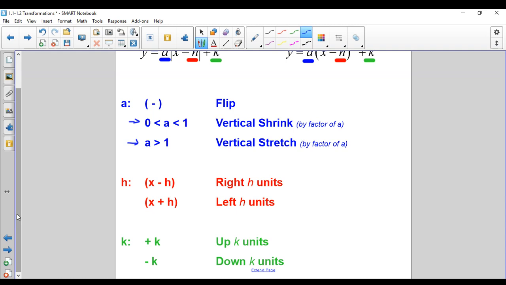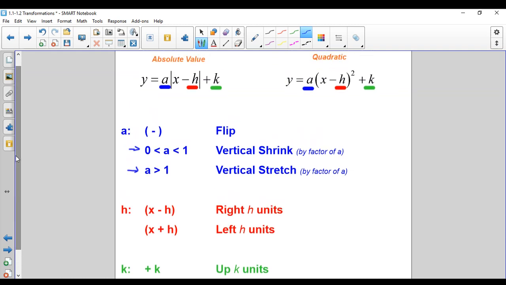h moves the graph left or right. Anytime you have a number inside parentheses or absolute value bars, or radicals later on, this h value makes a translation left or right a number of units. So if you see x minus h, you're actually going to move right h units. Whatever that h value is, that's how many units you move right. Now it's the opposite sign. Normally you see a negative and think you're moving left on a graph, but you pull it out as the opposite sign. So just keep that in mind.